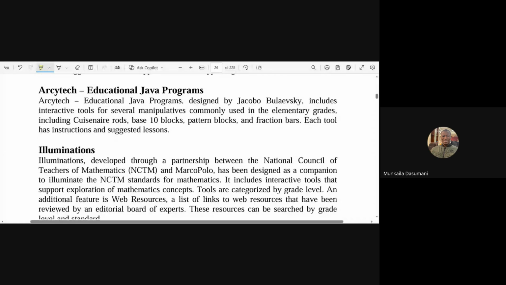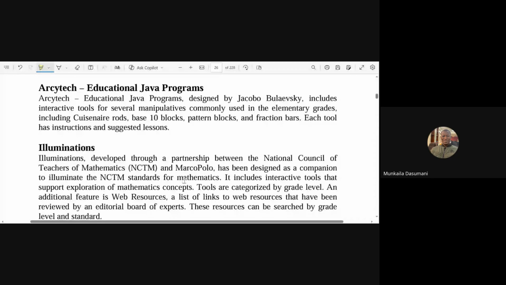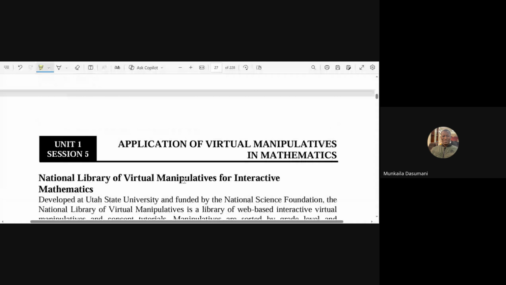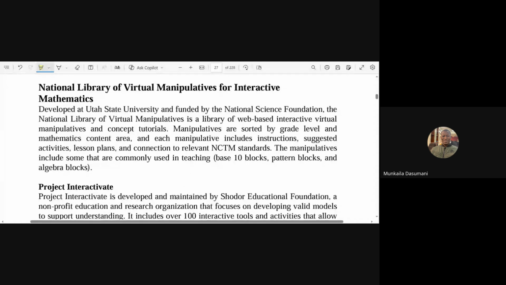Eliminations. So elimination, you can talk about the NCTM and then Marco Polo. So just try to read. It's just more of a library. They are just something you can talk about yourself.